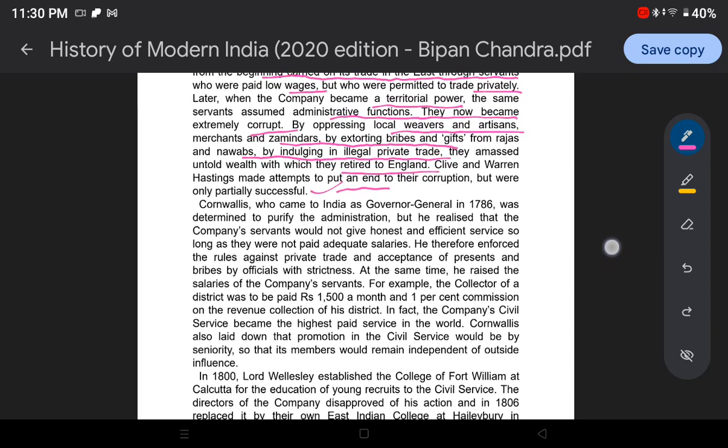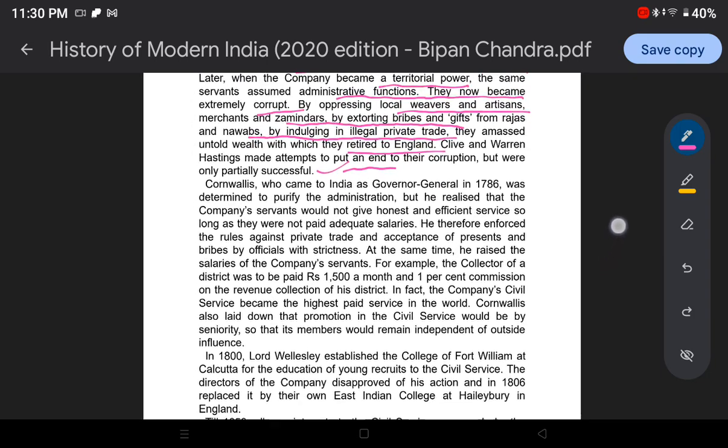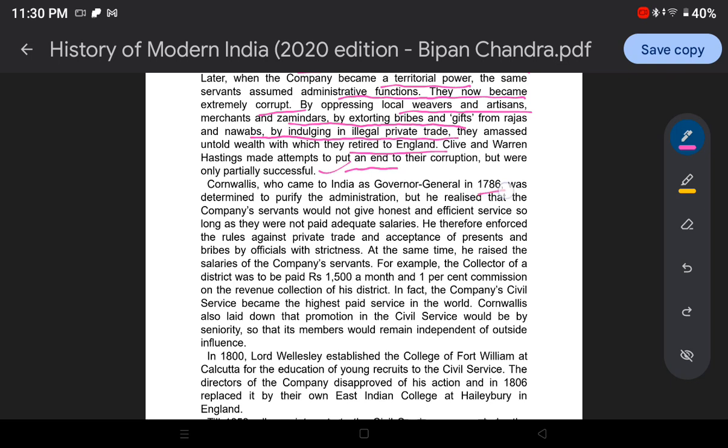Cornwallis, who came to India as Governor General in 1786, was determined to purify the administration, but he realized that the company's servants would not give honest and efficient service so long as they were not paid adequate salaries. He therefore enforced the rules against private trade and acceptance of presents and bribes by officials with strictness. At the same time, he raised the salaries of the company's servants.